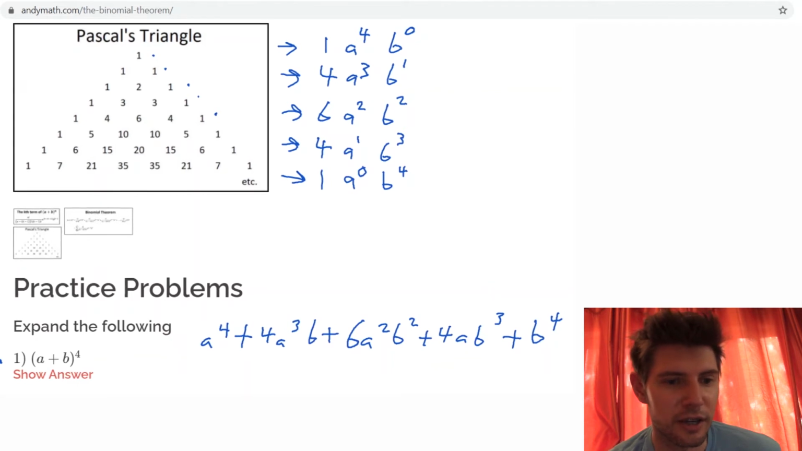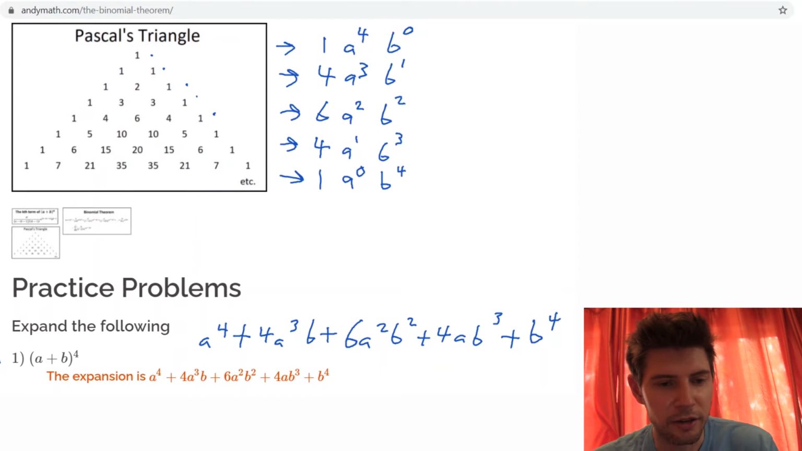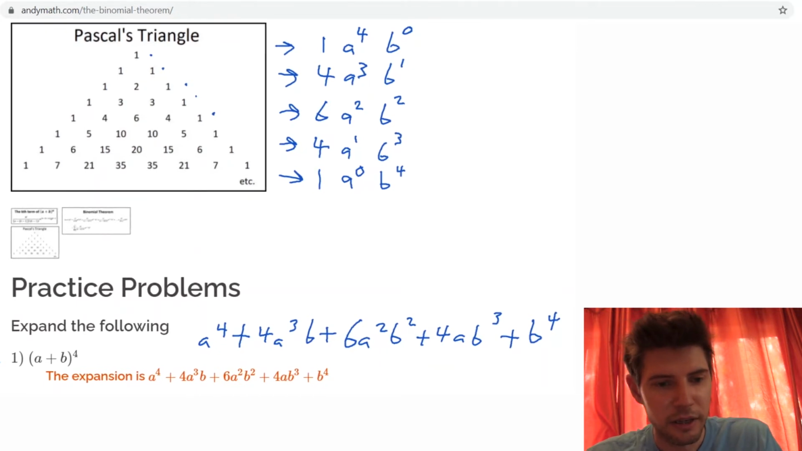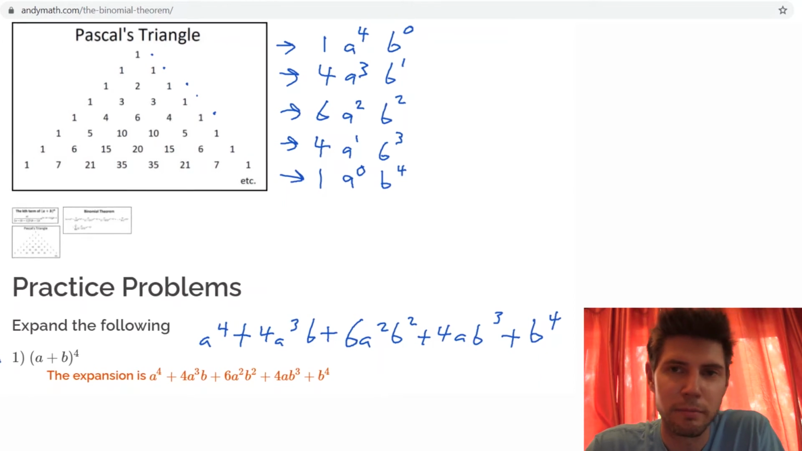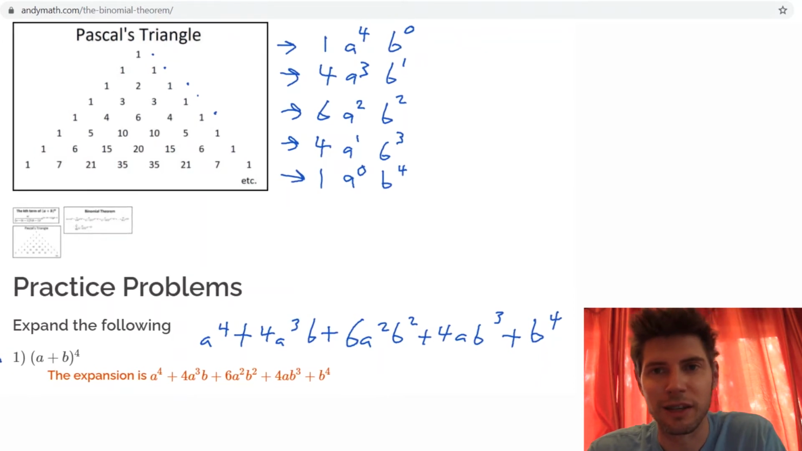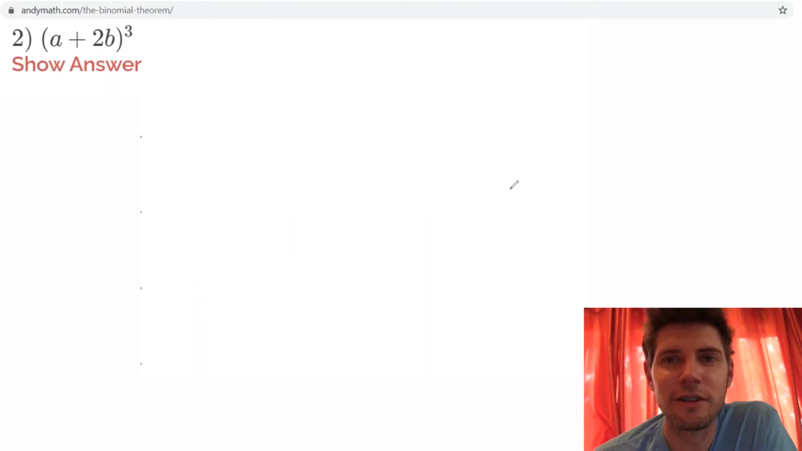And if we check it, this should be the answer to the first one. A to the fourth, 4a cubed b, 6a squared b squared, 4ab cubed, and b to the fourth. So that's the right answer. So that's how to do the first one. I'm going to do another one real quick. So this is number 2.